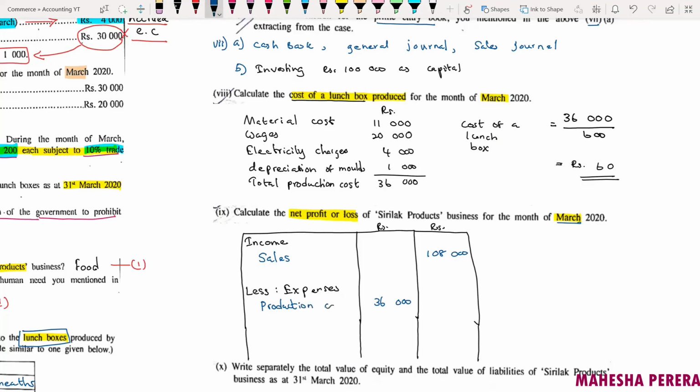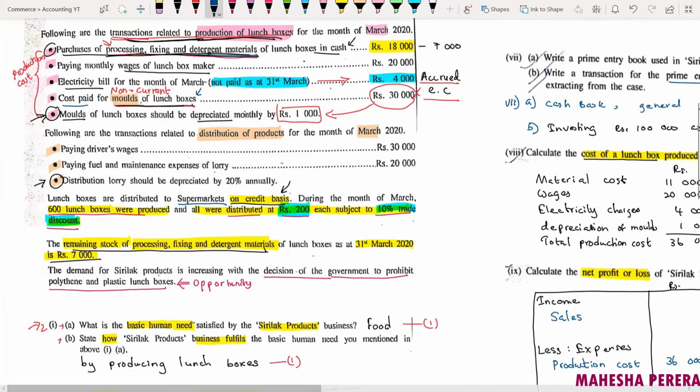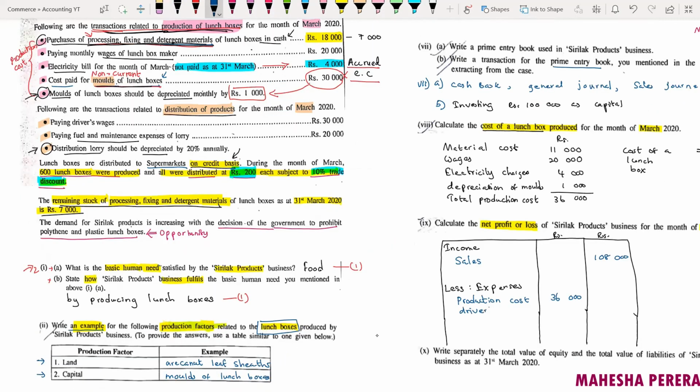Production cost. Now, except the production cost, let's find out the other expenses. You can take the distribution cost of this business: drivers' wages, fuel and maintenance, right? And also lorry depreciation, right? Let's record drivers' wages.